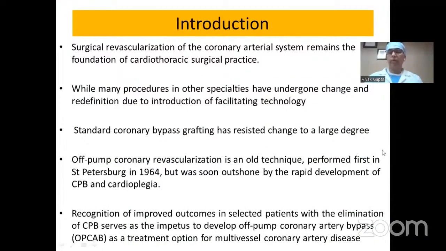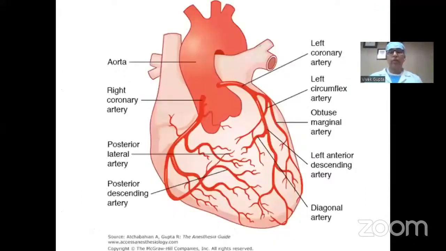Before the cardiopulmonary bypass, off-pump CABG was performed for coronary revascularization, but because of the advancement with the cardiopulmonary bypass and cardioplegia technique, this technique was not used regularly. But in the early 80s, it was found that this can be useful in certain high-risk categories of patients to prevent the neurological complications or the renal complications, and it was again started.